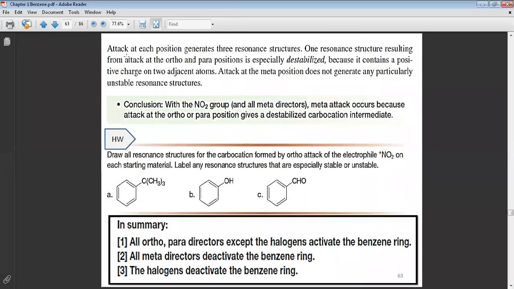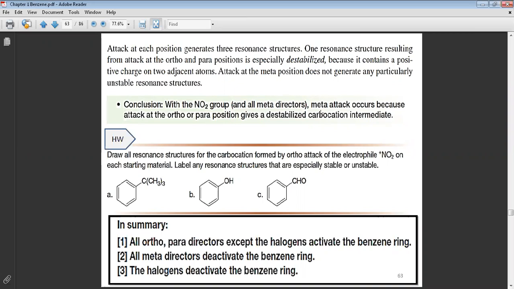Now, attack at each position generates 3 resonance structures. Yes, we explained that already. Conclusion with the NO2 group: in all cases meta attack occurs, because attack at the ortho and para positions gives a destabilized carbocation intermediate. We have an unstable carbocation intermediate.